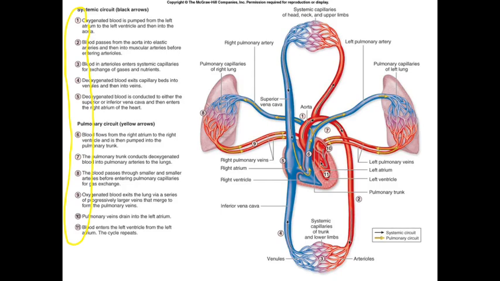Notice again, everything on the right side of the heart is blue. Everything on the left side of the heart is going to be red. So take your finger, trace through those 11 steps, and confirm that you understand the flow of blood through the heart.